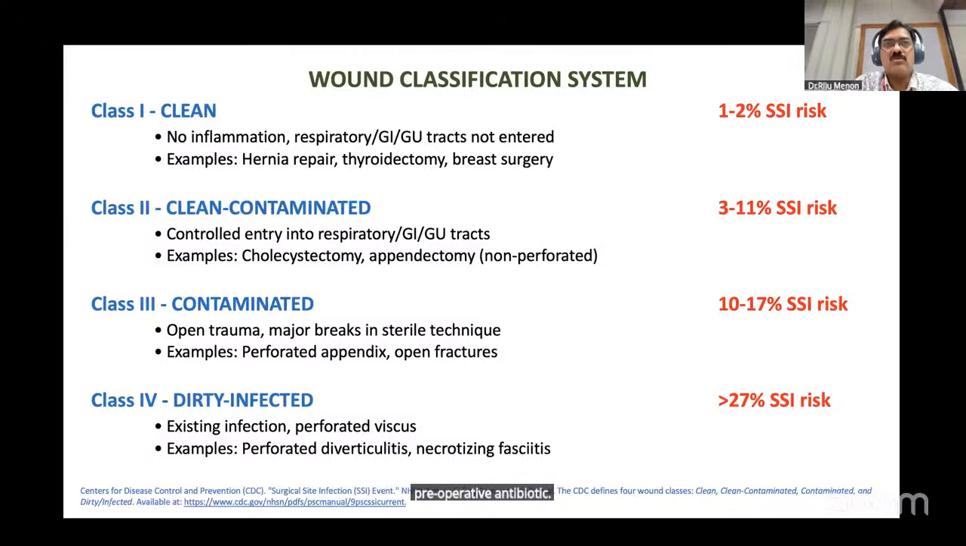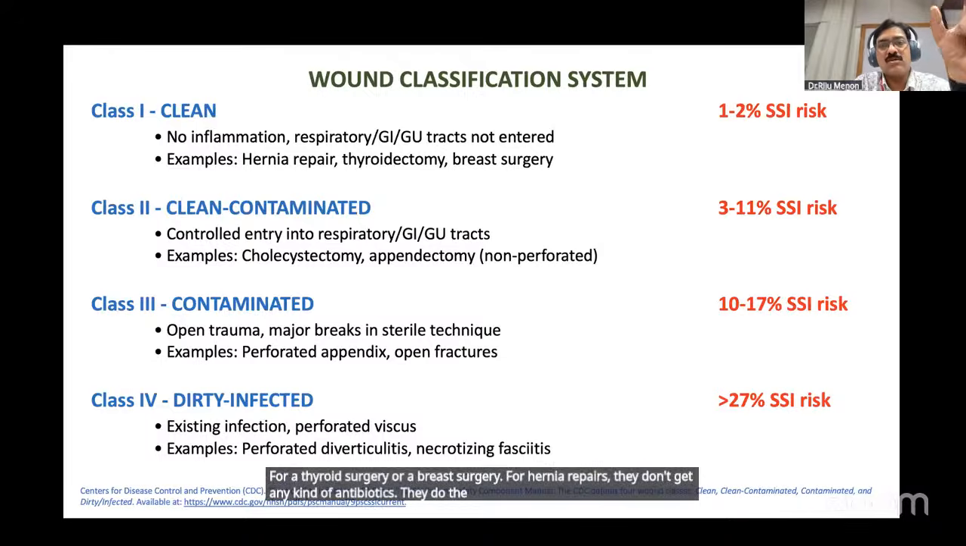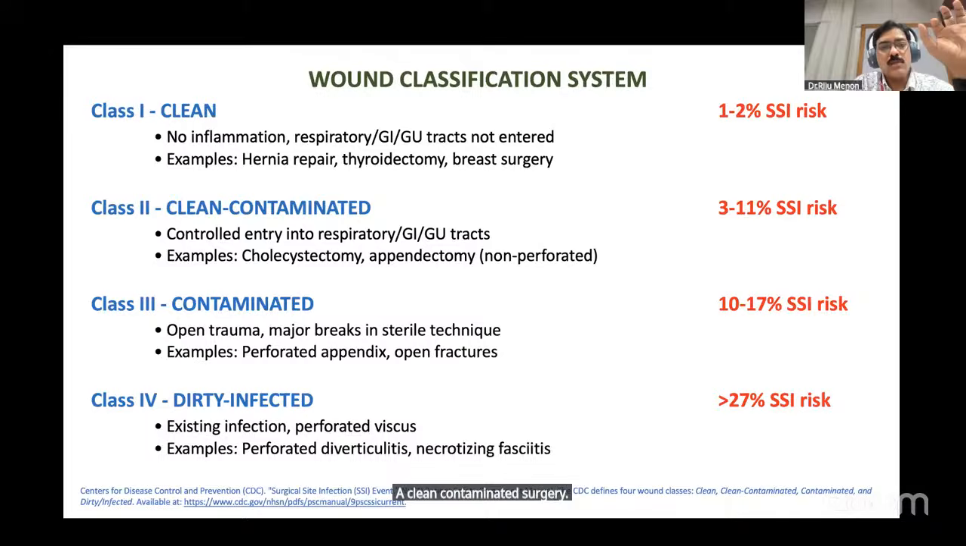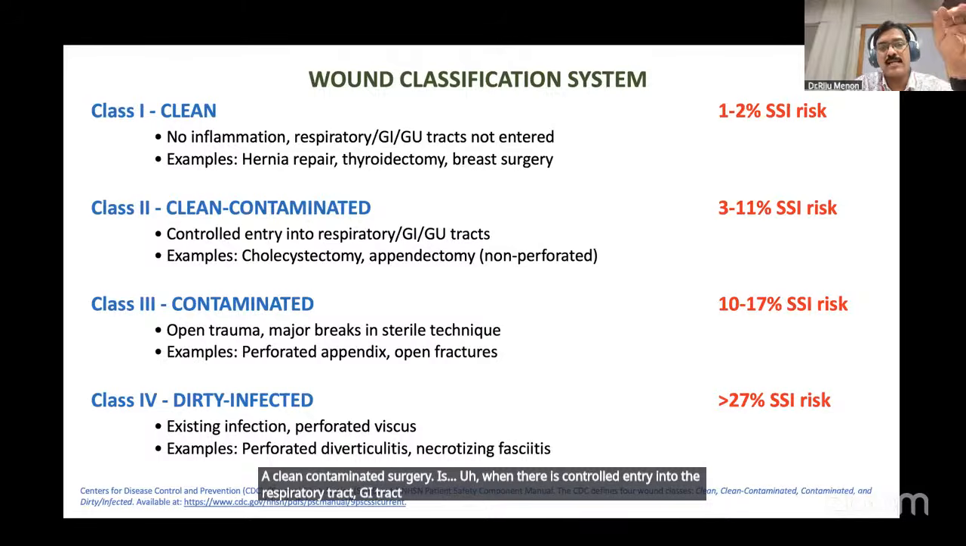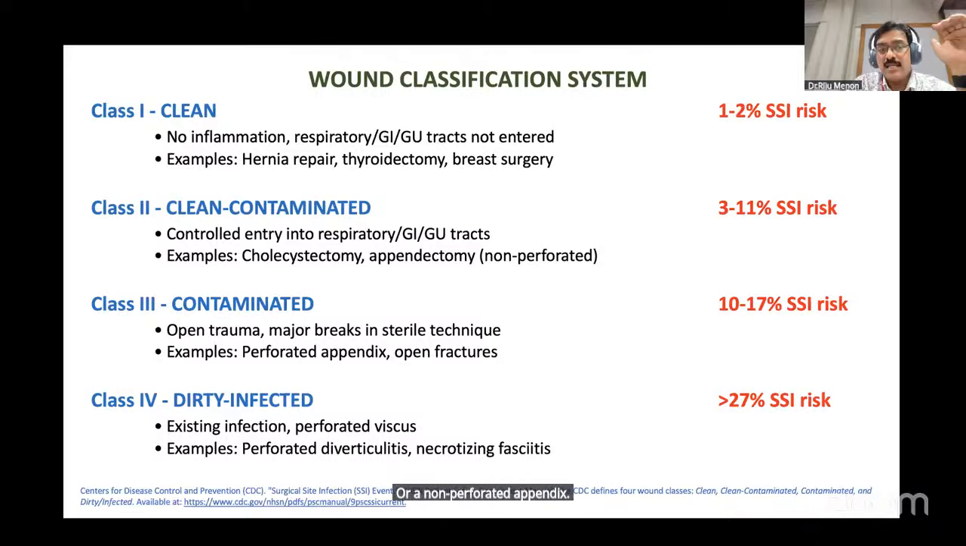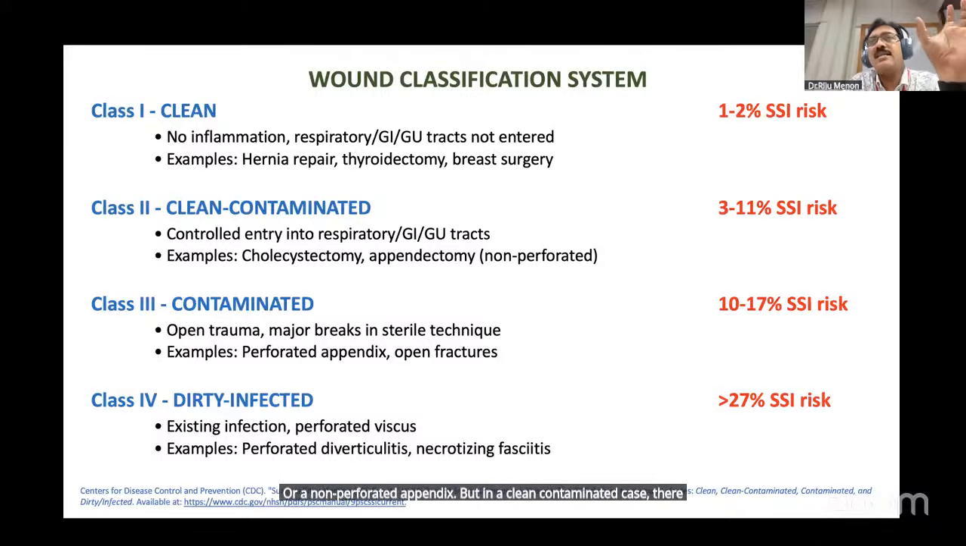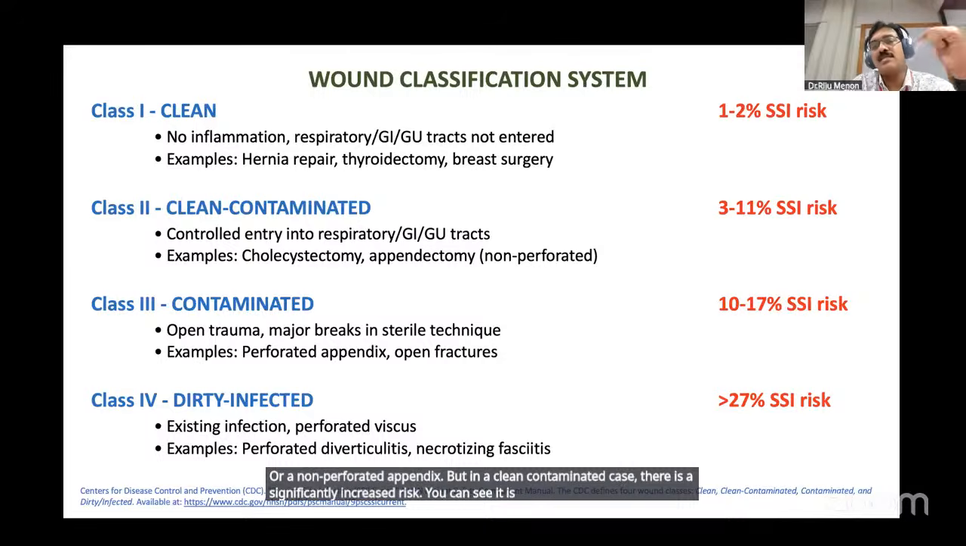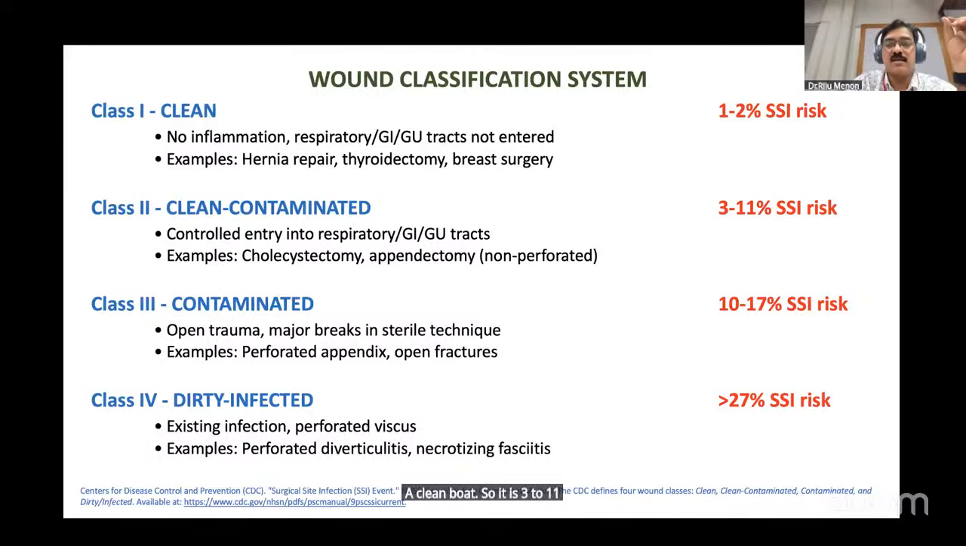So many of my patients who come for a thyroid surgery or a breast surgery or hernia repairs don't get any kind of antibiotics. They do the surgery and go back because these are all clean surgeries. A clean contaminated surgery is when there is controlled entry into the respiratory tract or gastrointestinal tract, like a cholecystectomy or a non-perforated appendix. But in a clean contaminated case, there is a significantly increased risk. You can see it is more than 2 to 3 times the risk of a clean wound. So it is 3 to 11% surgical site infection here.